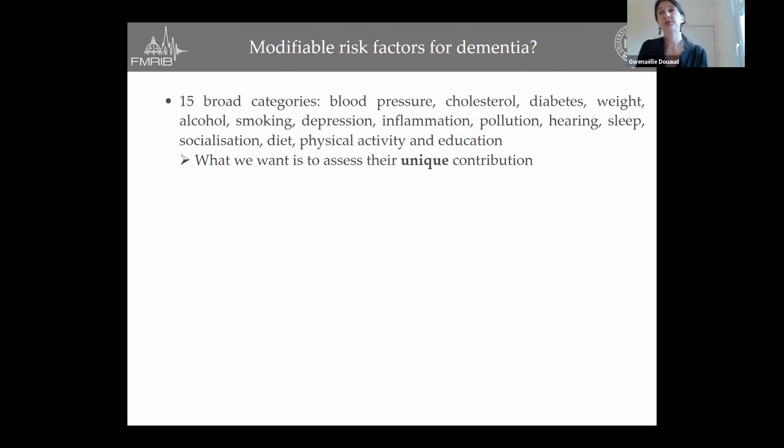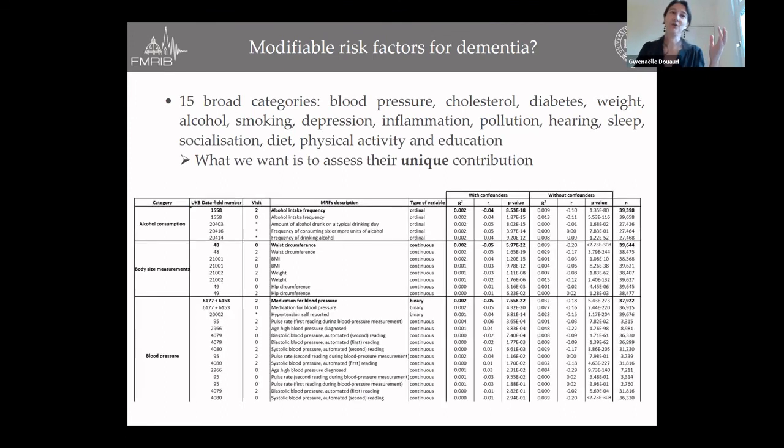But we can also look at modifiable risk factors for dementia. You've seen quite a few of them now. There are 15 broad categories here that we selected: blood pressure, cholesterol, diabetes, smoking, depression, inflammation, pollution, hearing, etc. What we wanted to do here again was to assess their unique contribution, because obviously there's a lot of shared variance between these different modifiable risk factors. And it could be the case that if you go and exercise as an older person, it is not so much the exercise that is of benefit to you. It's about getting dressed and getting out and mingling with people and socially meeting with them, before the pandemic started, obviously. So we want to be able to assess the unique contribution of each of them.